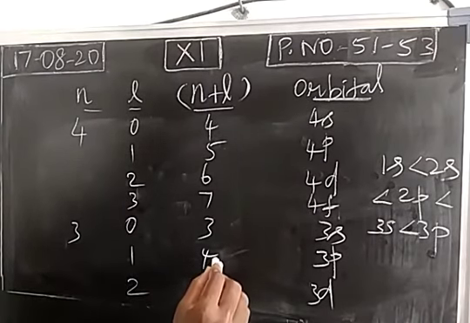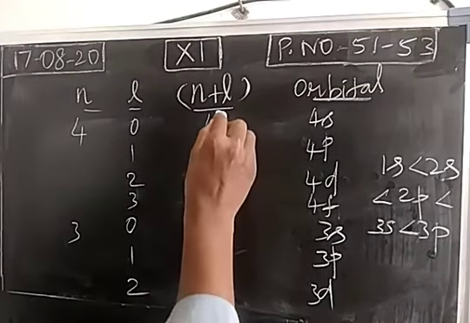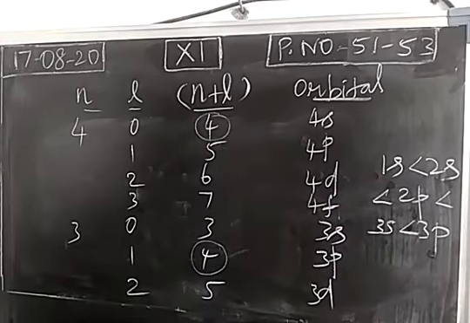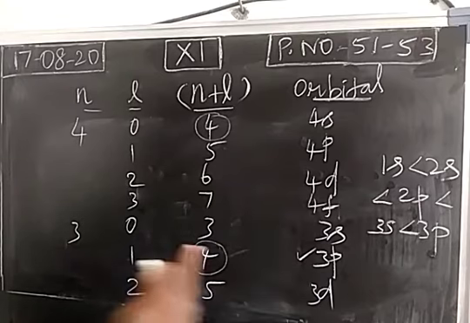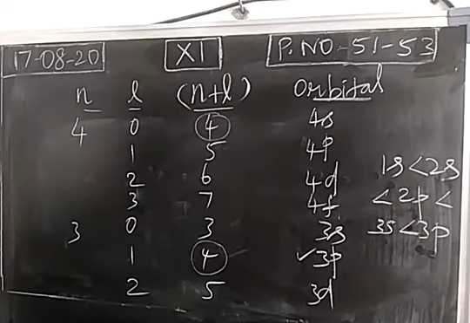Now we have a question. The 3p orbital has n plus l value 4 and the 4s orbital has n plus l value 4. Which will have lower energy? This one, because the 3p orbital has a lower principal quantum number, 3. So the 3p orbital has lower energy.